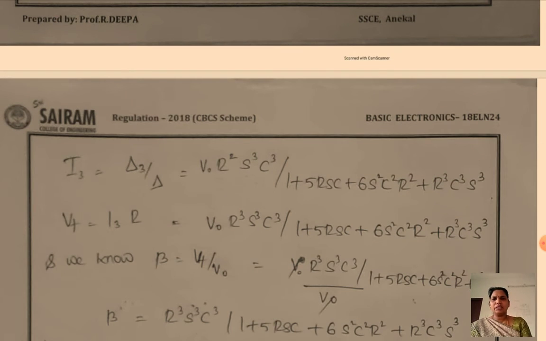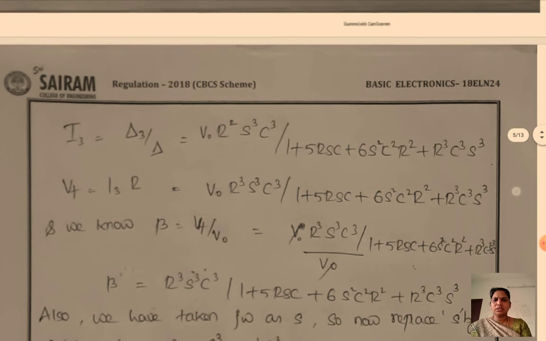So finally I3 can be written as delta 3 divided by delta. I am dividing delta 3 by delta, and I get this right hand side expression. We know the feedback voltage is nothing but the final current I3 into R. So whatever we got in the above equation for I3, I am just multiplying with R. So the numerator R square becomes R cube here, that is the change.